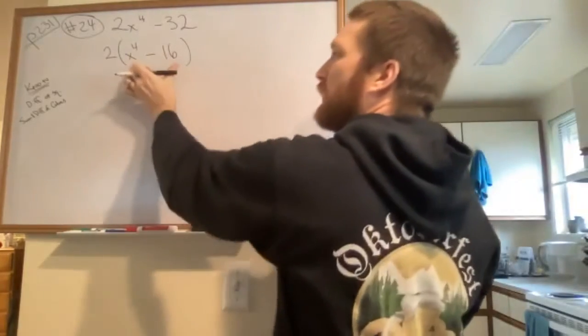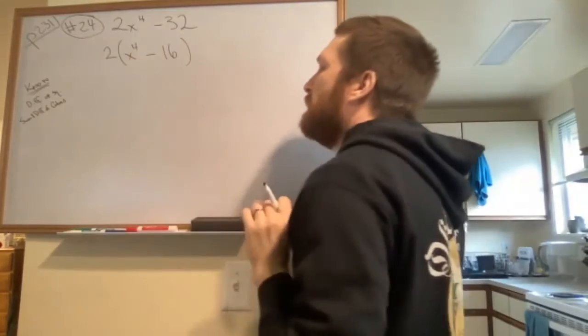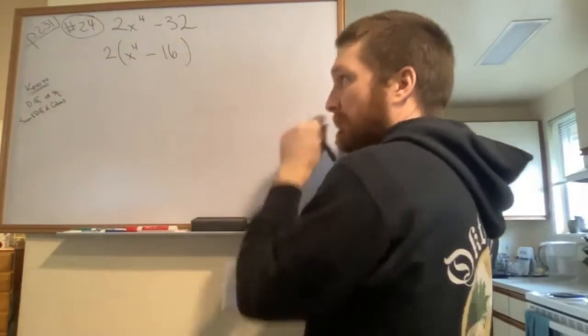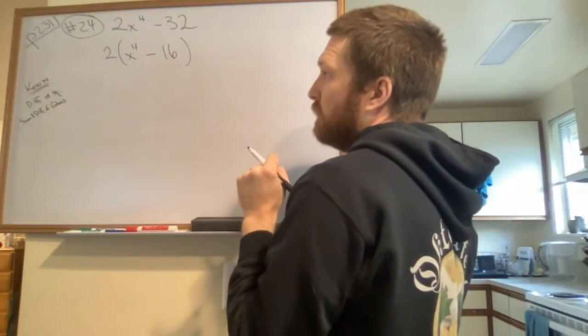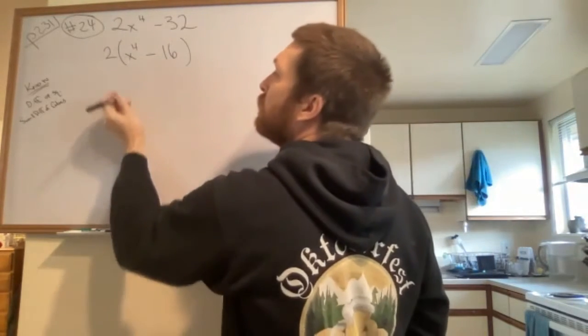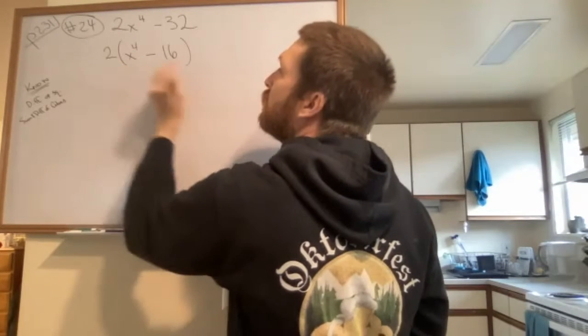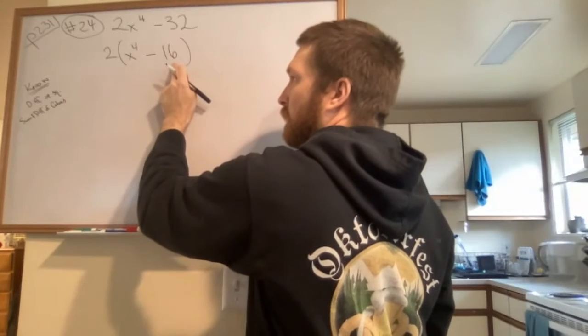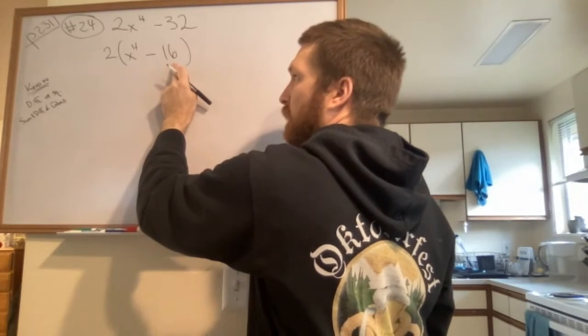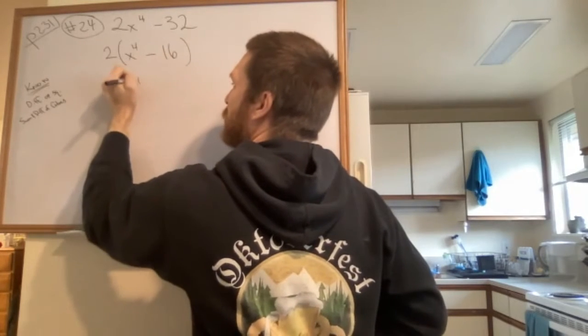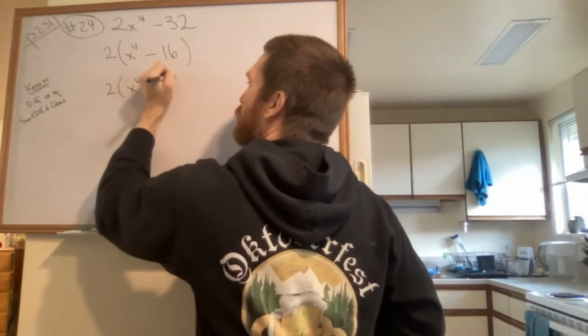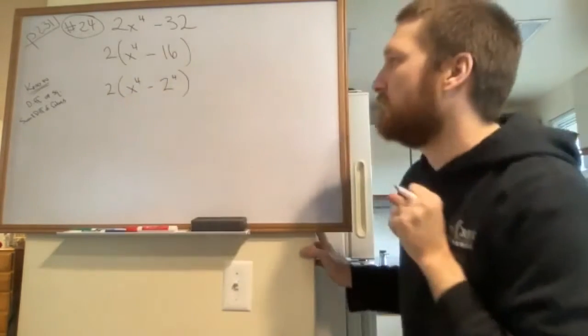What do you want to do to this? You can factor it out. Well, 16 is the same as 2 to the fourth, right? Yeah, 16 is 2 to the fourth. So I have x to the fourth minus 2 to the fourth. Okay. Now what?